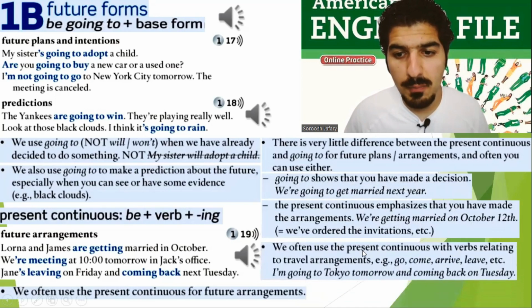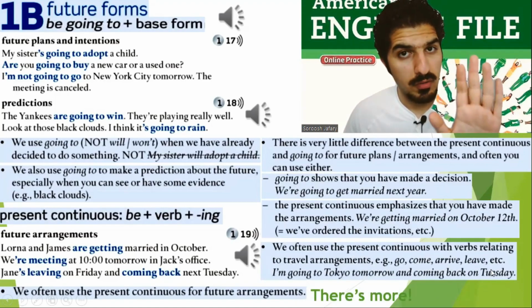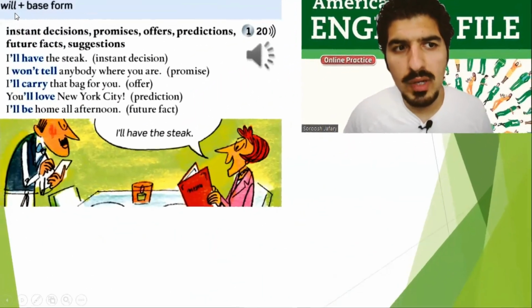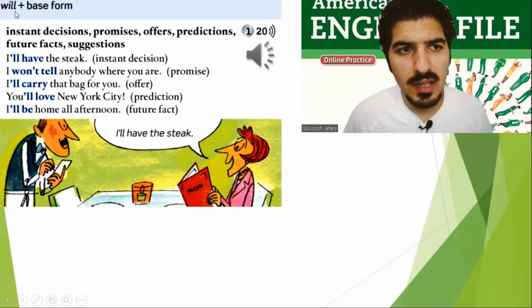And we often use the present continuous with verbs relating to travel arrangements. For example, go, come, arrive, leave, etc. I'm going to Tokyo tomorrow and I'm coming back on Tuesday. Very good. But there's more. Follow me. And all the way to the final point, will plus the base form. Instant decisions, promises, offers, predictions, future facts, suggestions. Everyone, listen.